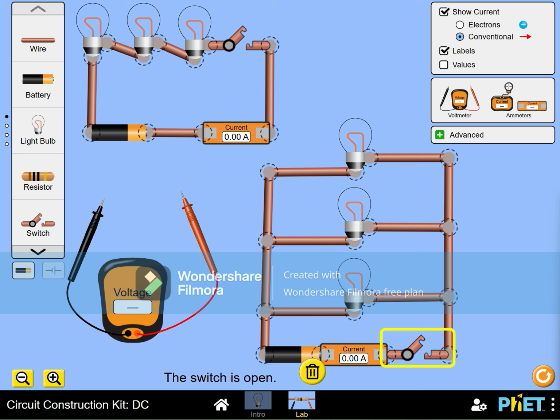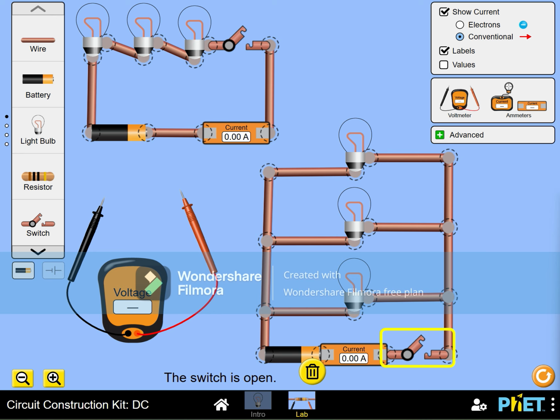Completeness. What is required for a circuit to be considered complete? For a circuit to be considered complete, it must have a closed path from the positive terminal of the power source through the circuit elements like light bulbs, other resistors, to the negative terminal. So there has to be a complete path from positive to negative. If there's any break in the path, the circuit is incomplete.